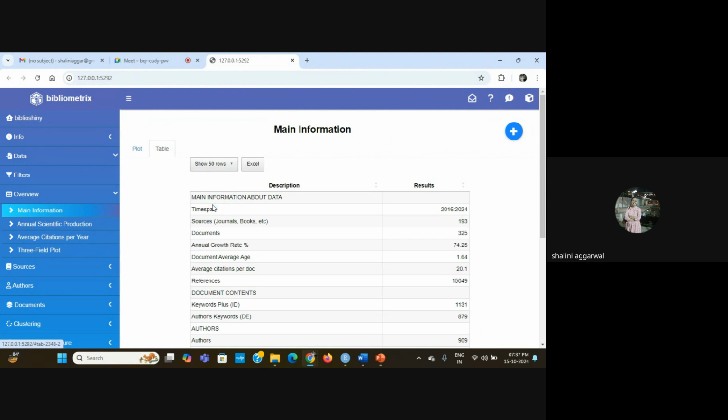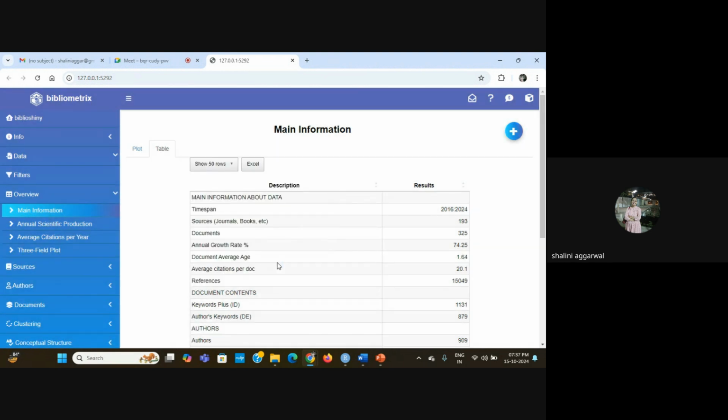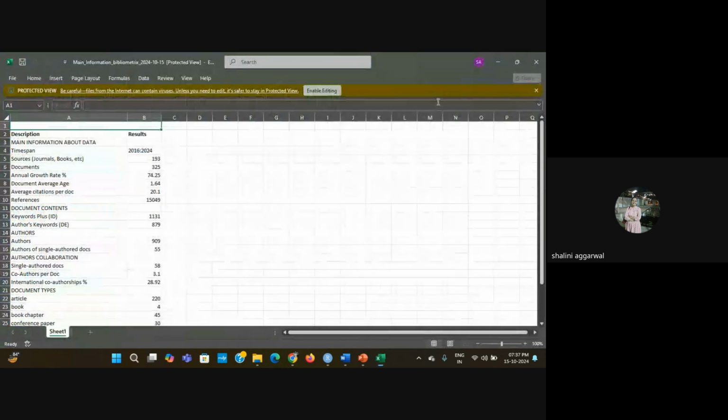So what you have to do is add this to the report, or you can download this as well. If you click, can you see over here? It is showing show 50 rows and this is Excel file. So you click onto the Excel. So this Excel file will be downloaded and you will get an Excel file. Look at this. So this is your first table.